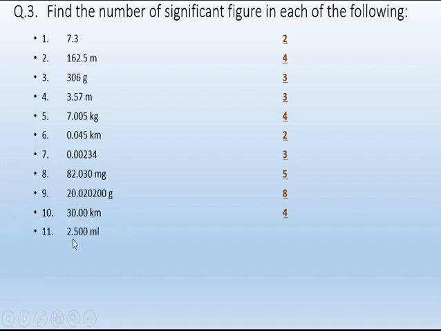And in this one, ending zeros again, so it's 4 significant figures. And the zeros in between the non-zero numbers will also be considered significant. So this will be 1, 2, 3, 4, 5 significant figures.